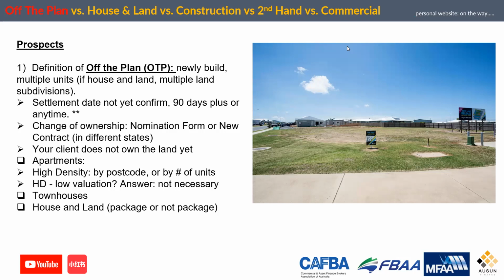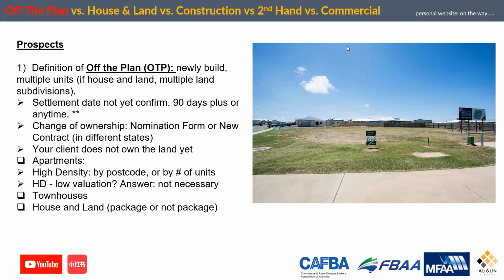The definition for off the plan, by my definition, is newly built. They are usually multiple units, like apartments, or even house and land. They may subdivide many lands around the same area. The key around off the plan that's going to affect your loan application is, number one, the settlement date is not yet confirmed. It's definitely more than 90 days, usually a year or 2 or even 3. Or your clients probably purchased it halfway through construction, or just before the completion, from somewhere else.